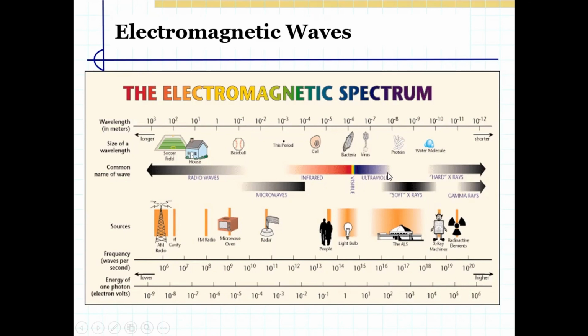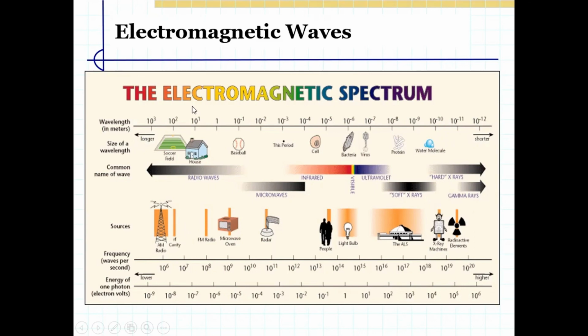And then comes the ultraviolet region, which is spread over 10 to the power minus 7 to 10 to the power minus 8. And from 10 to the power minus 8 to 10 to the power minus 10 is the soft X-rays region. And then comes the hard X-rays and gamma rays region, which varies from 10 to the power minus 10 to 10 to the power minus 12 meters. The gamma rays have very short wavelengths, and very long wavelengths are associated with the radio waves.